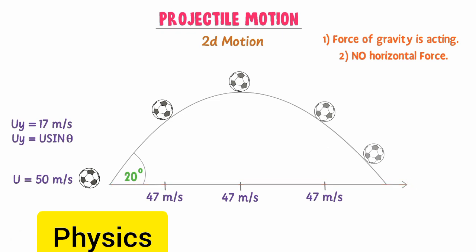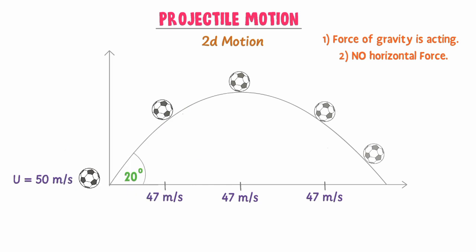Now, what about the velocity of the ball in vertical direction? Well, the initial velocity of the ball in y direction is 17 meter per second. But as the ball gains height, its velocity decreases with the passage of time. For example, at this point it is 9 meter per second, at this point it is 5 meter per second, and finally, the velocity of the ball becomes 0.